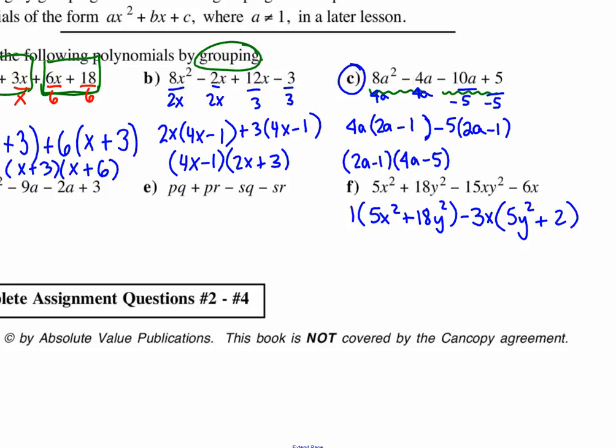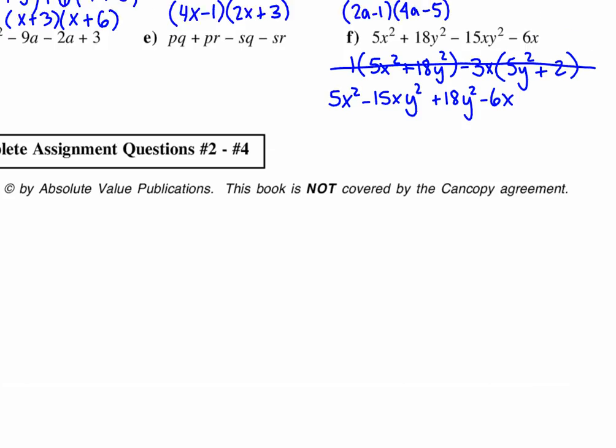In the event that happens, we rearrange. So let's rearrange our groups. Okay, so let's try 5x squared and then minus 15xy squared plus 18y squared minus 6x. Let's try that. See if that works. Okay, so group the first two. What can we divide both of those by? 5 and x. So we'd be left with x minus 3 and y squared.